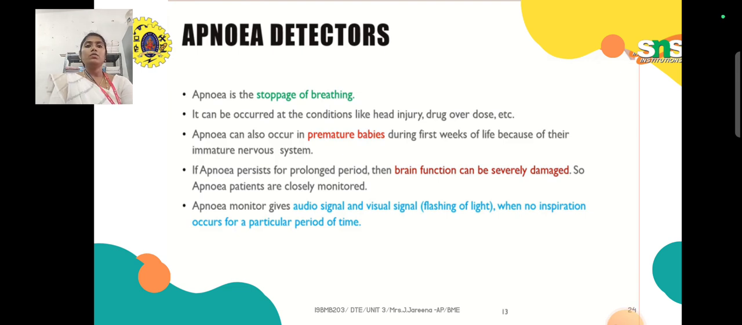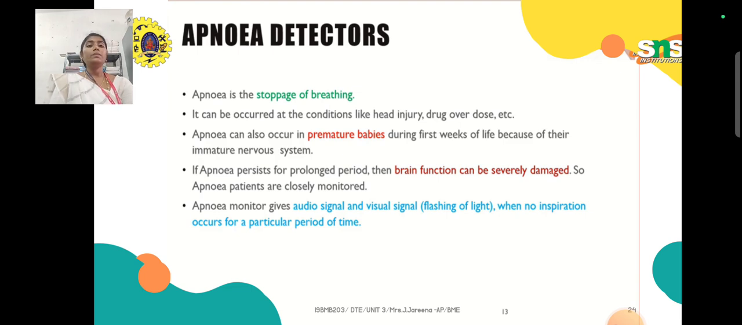Hi everyone. In today's class we are going to discuss apnea detectors. First we should know what is meant by apnea. Apnea is a condition where the person fails to breathe, especially during sleeping. This type of problem occurs when people skip breathing while they are sleeping. So this is the condition. We can also say it is a sleeping disorder. Apnea is nothing but a stoppage of breathing. It can occur in conditions like head injury, drug overdose, etc.